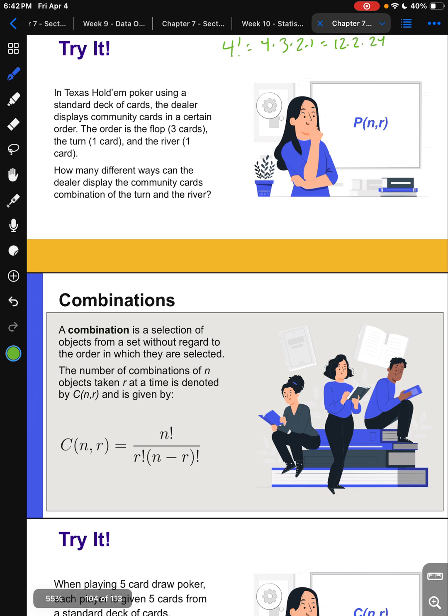The combination formula is right here, and order doesn't matter. Without regard to order, order doesn't matter with combinations, so your formula is just a little bit different.